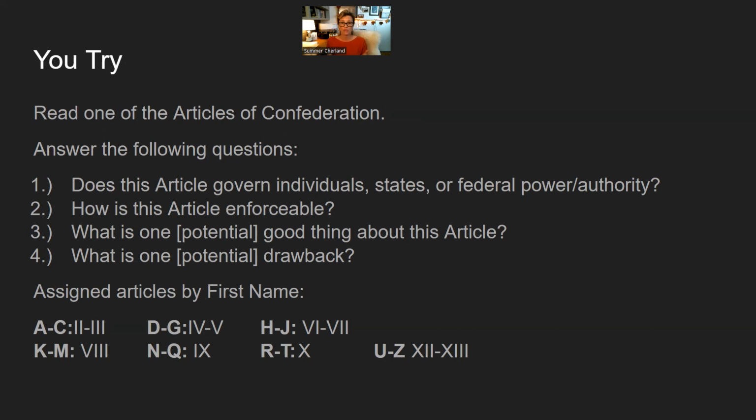So maybe it'll help also if you try to interpret what this article means. Now look down below. I'm going to assign you an article by first name. So access the Articles of Confederation. There should be a template provided.